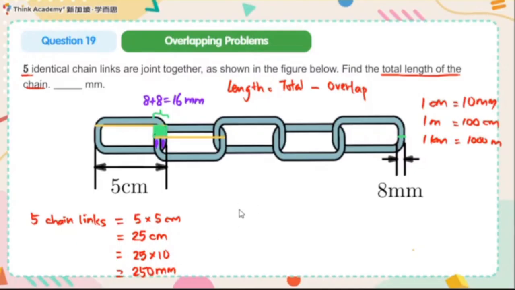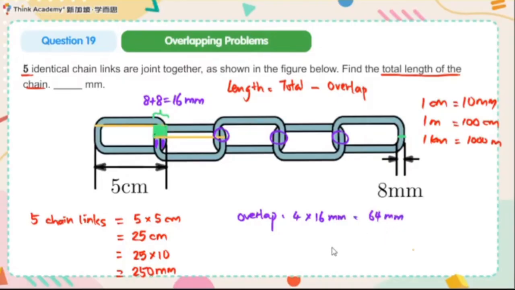But how many overlapping parts are there, right? Be very careful. Observe the picture or use your understanding of intervals, right? The overlapping parts are between your chain links. So there is 1, 2, 3, 4 overlapping parts, right? So each overlapping part is 16 millimeters. So the total length of the overlapping parts, there are 4 such parts. So 4 times 16 millimeters, which will give you 64 millimeters.